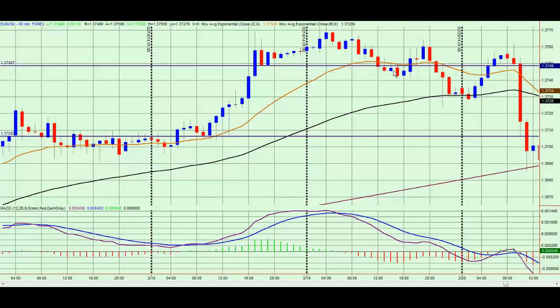This low got broken on Thursday, so this low of 137.49 was broken, price pushed down to it, and then it rallied back up, and it didn't get back up into the previous high, so it formed a lower high, which is showing clear indication of a downtrend or a turn in trend, showing some weakness.